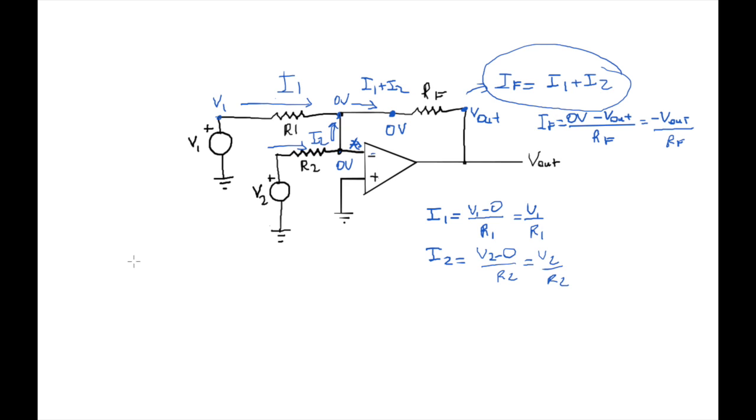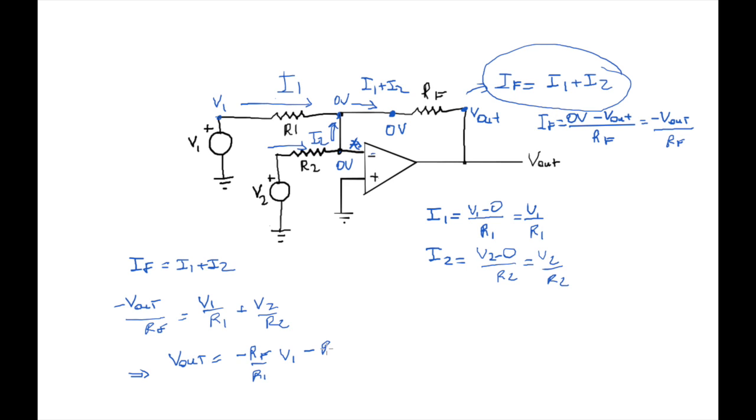And if I do this, I can write IF is I1 plus I2, and IF is minus V out over RF, and I1 is V1 over R1 plus V2 over R2. So from here I can conclude that the output voltage is minus RF over R1 times V1 minus RF over R2 times V2.